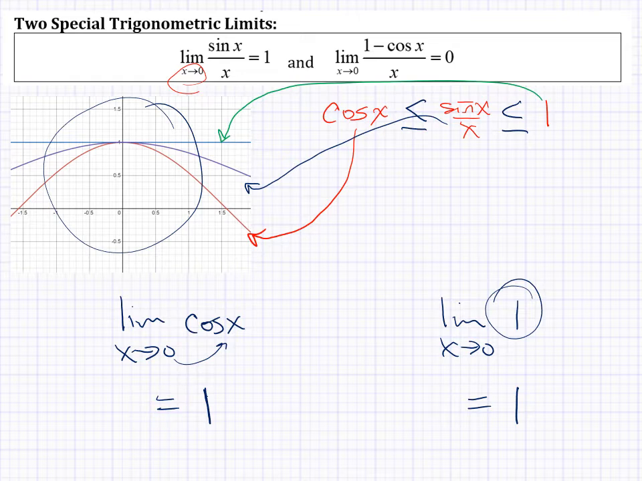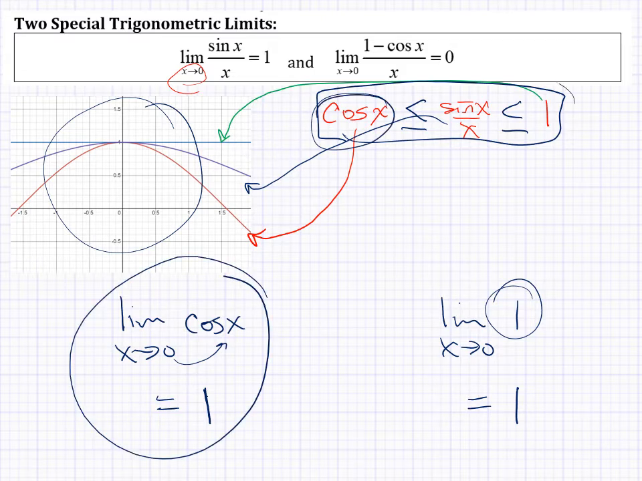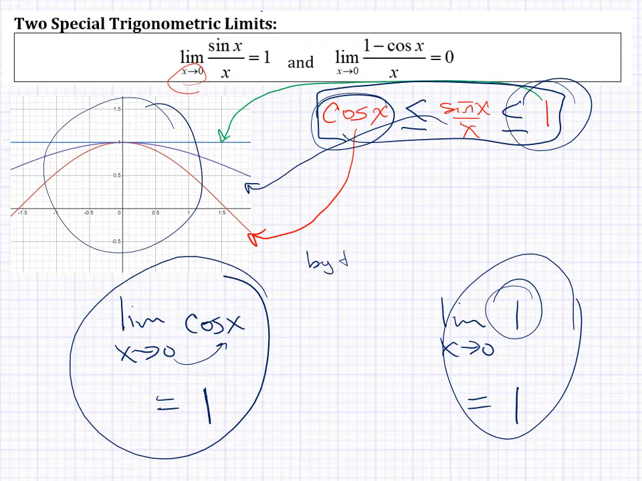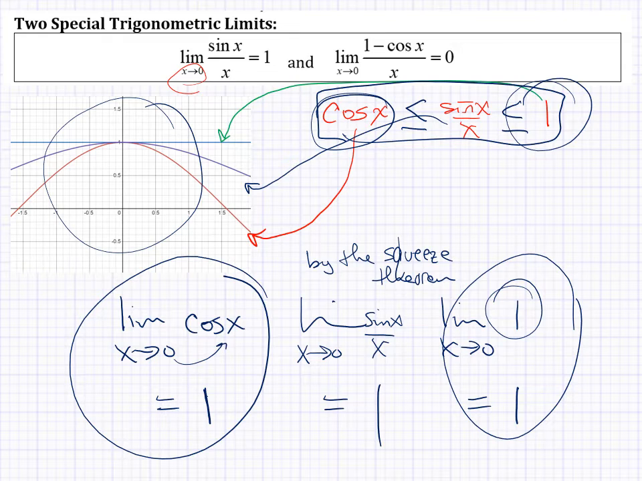Well, what do we have? We have this inequality set up the way we want it. We can find the limit of this function, and we get 1. We can find the limit of this function, and we get 1. They happen to be the same. Therefore, by the squeeze theorem, the limit as x approaches 0 of sine x over x also has to equal 1.